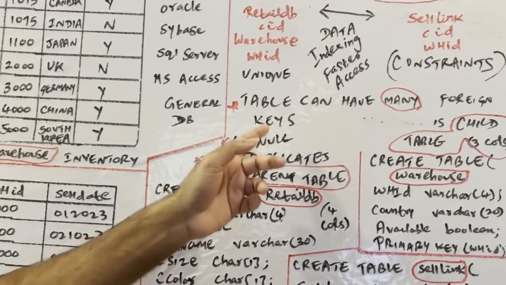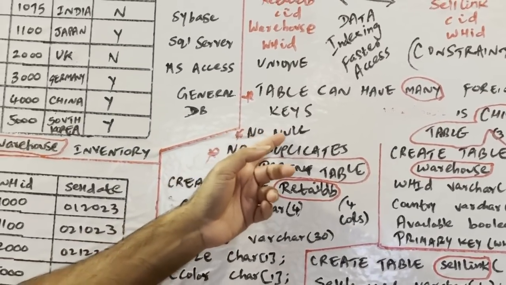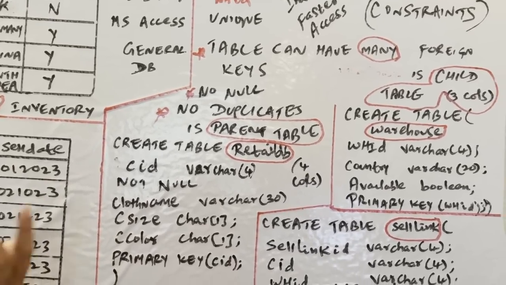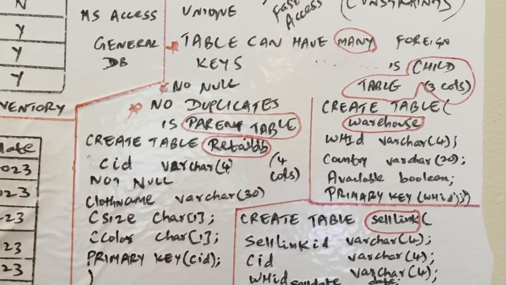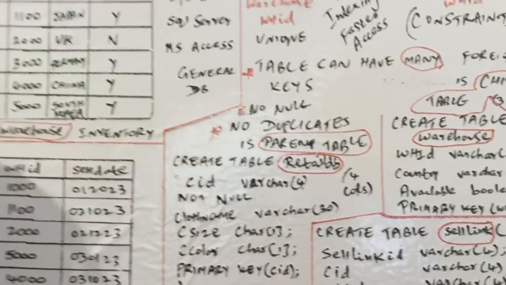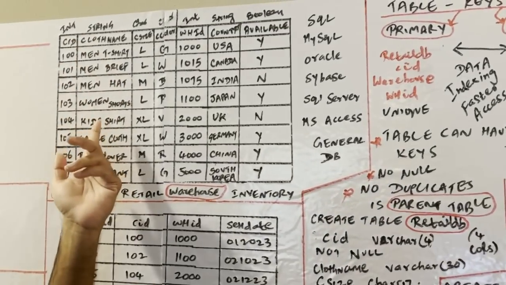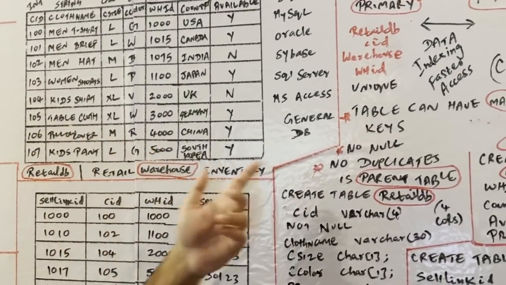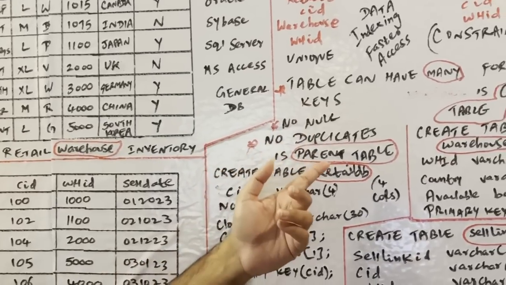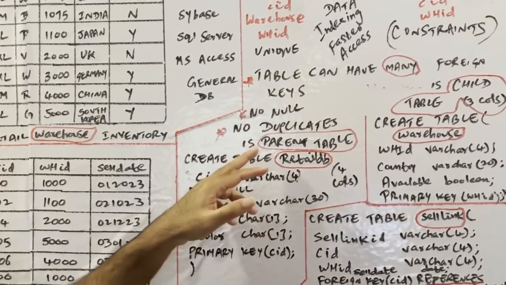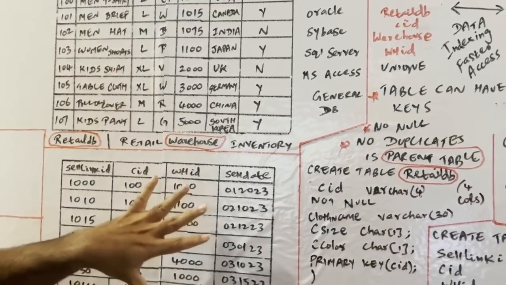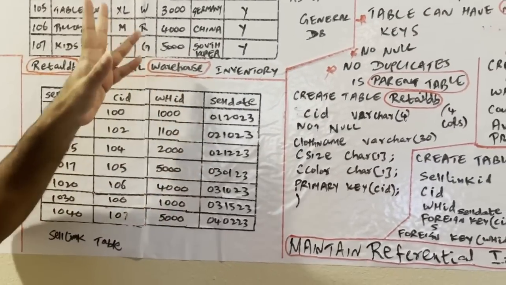There should be no null values. Null is an empty value, 0 is called null in the database world. No null means it cannot be 0. For example, here in the clothing table, it can't be 0 and you can't put a large size there. Doesn't make sense. So no null values, no duplicates. These are strict rules. And this is called the parent table. And these are called child tables because they link the other tables.